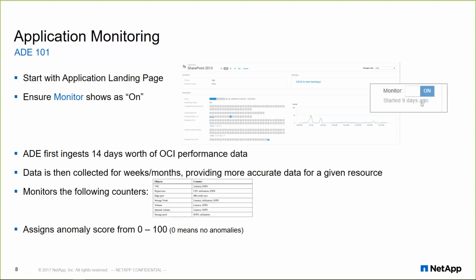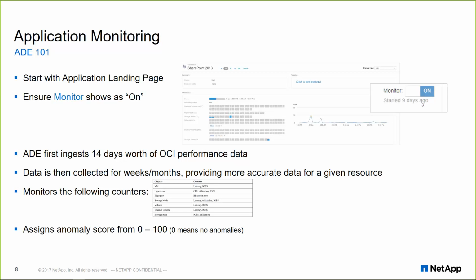So from there, it's going to monitor a certain number of counters. Now, these counters are going to change depending on the particular object. So let's say, for example, we're talking about a storage node, right? It's going to monitor the latency, utilization, and IOPS. If it's a VM, it's just going to monitor the latency and IOPS. So got that chart there. If anyone has any questions on this, reach out to me.